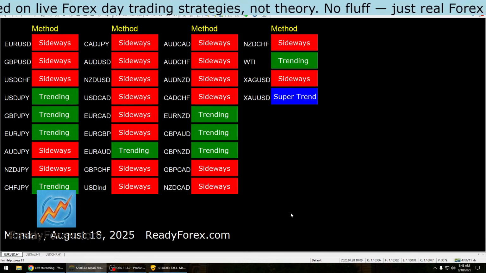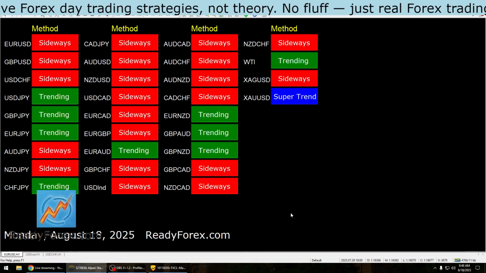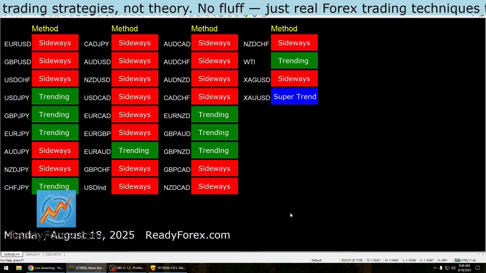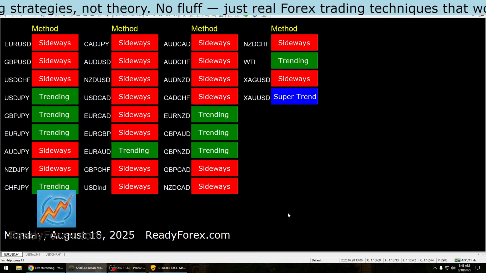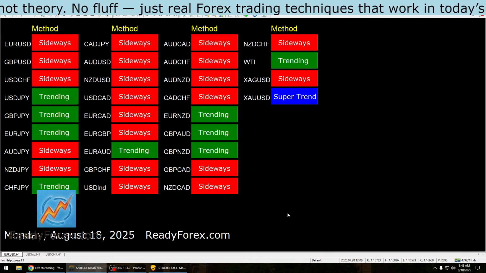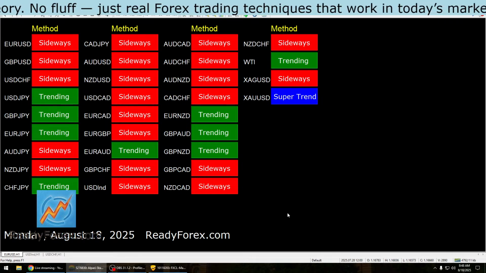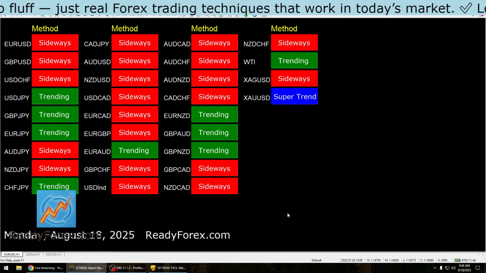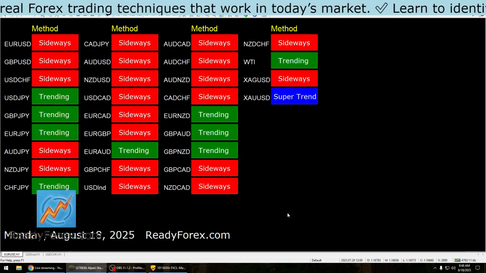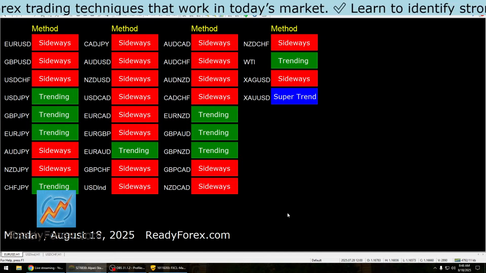There are two main types of trading strategies or trading methods. One is called a trend following trading method and the second is called a sideways trading method. So whenever a currency pair becomes sideways, use a sideways day trading strategy, and whenever a currency pair starts trending, use a trend following trading strategy with that particular currency pair.